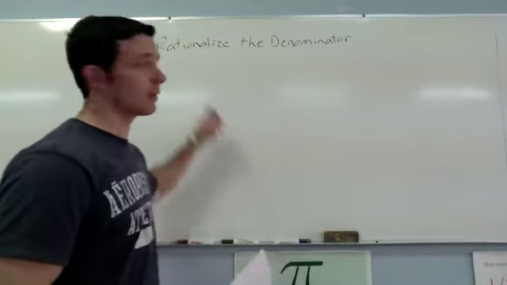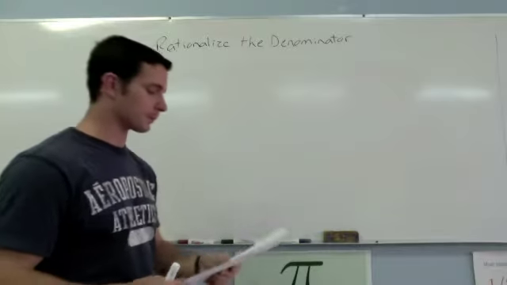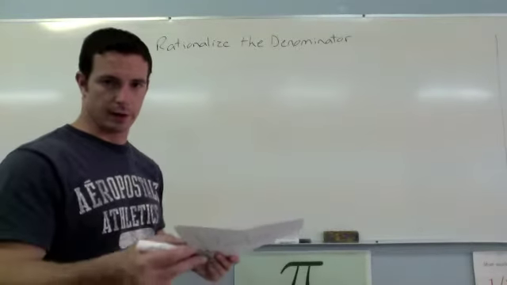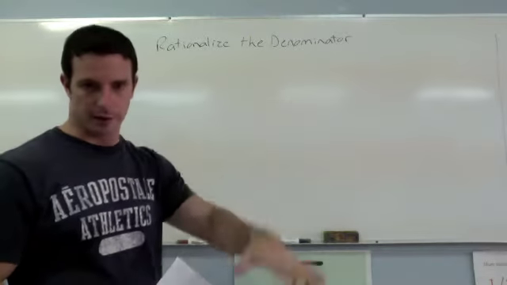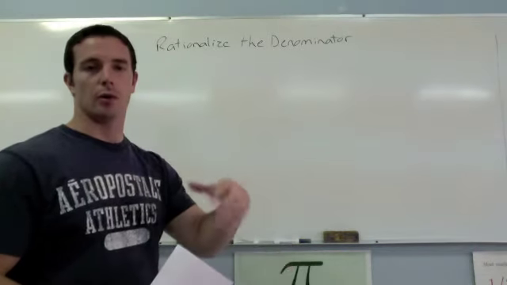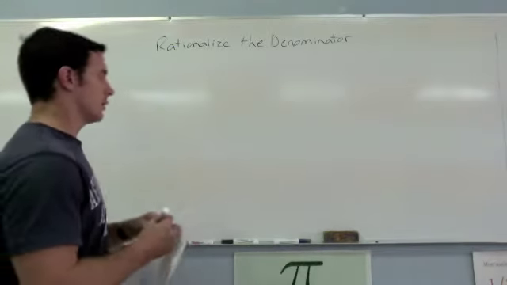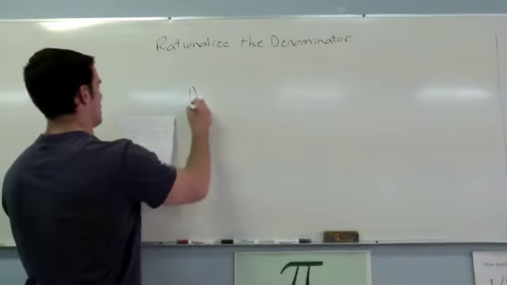All right, rationalizing the denominator. So, when you have radicals being divided, we never leave a radical in the denominator. So, in order to cancel it, we do something called rationalizing. So, let's start with number 1.